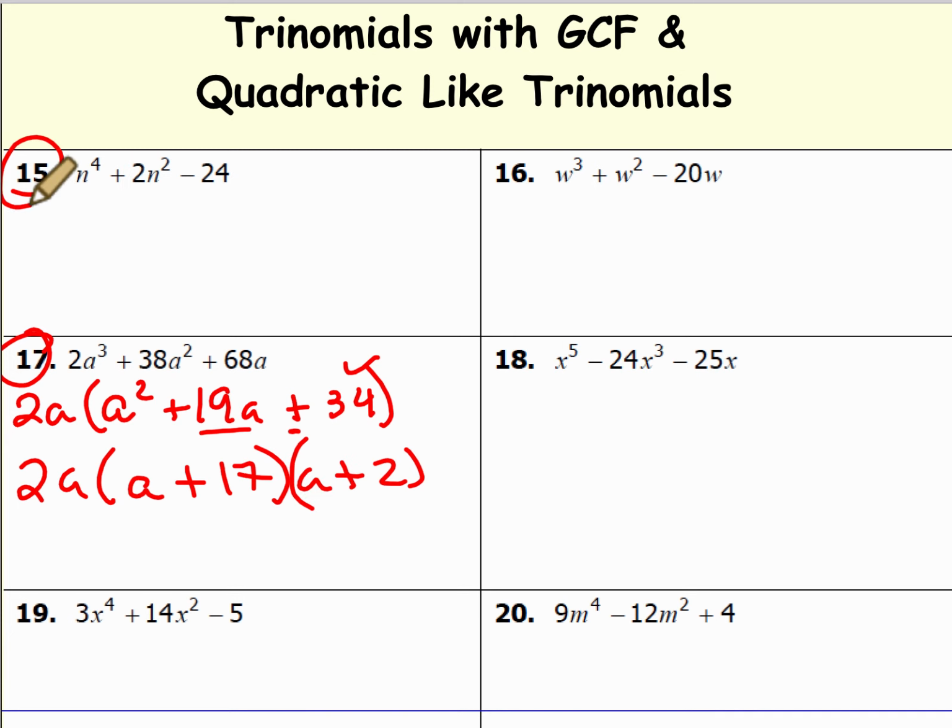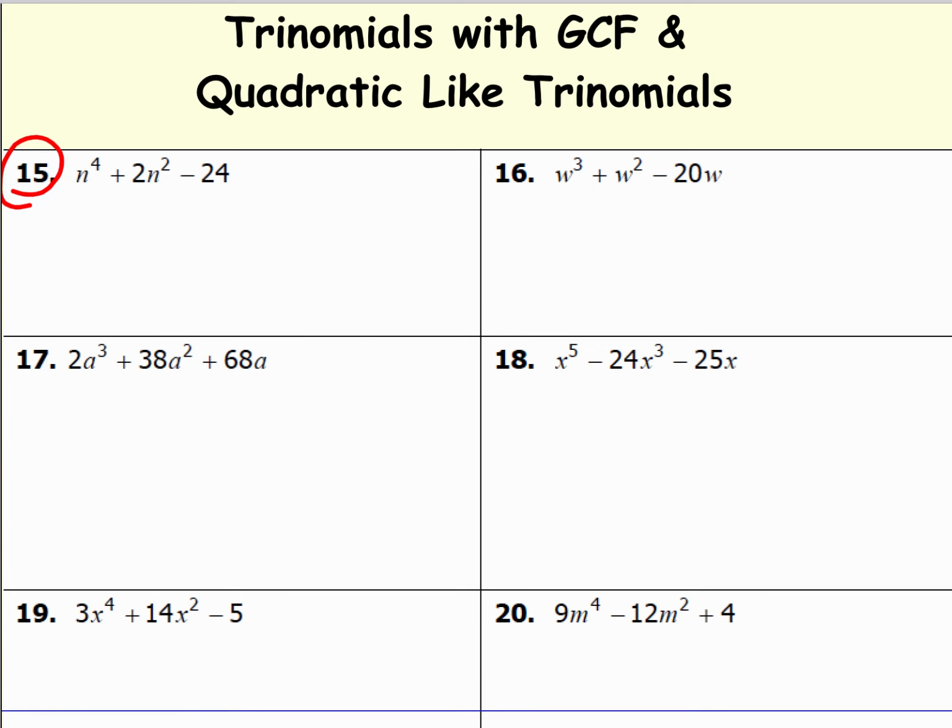Okay, let's look at number 15. It's a little bit different. So this is a fourth degree polynomial. However, it fits a pattern of a quadratic-like because there's something that I squared to get n to the fourth, and that would be n squared.